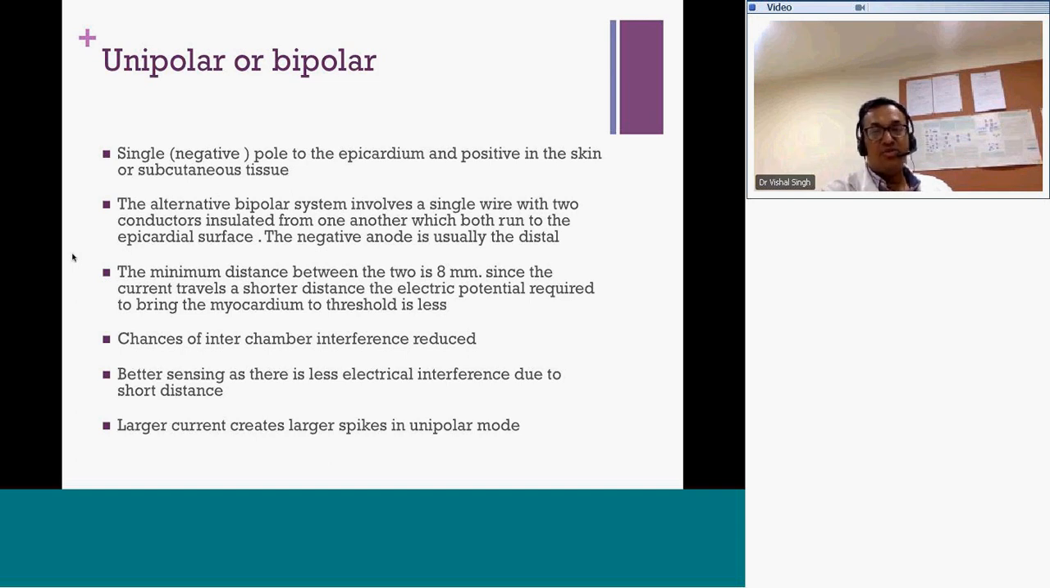This current creates larger spikes in the unipolar mode. Now this is something which you should remember, and suppose you come out with a single wire, you'll remember this. What I'm saying is a larger current is given, so that will lead to more spike on the ECG, whereas the spike in bipolar will actually be very, very small.